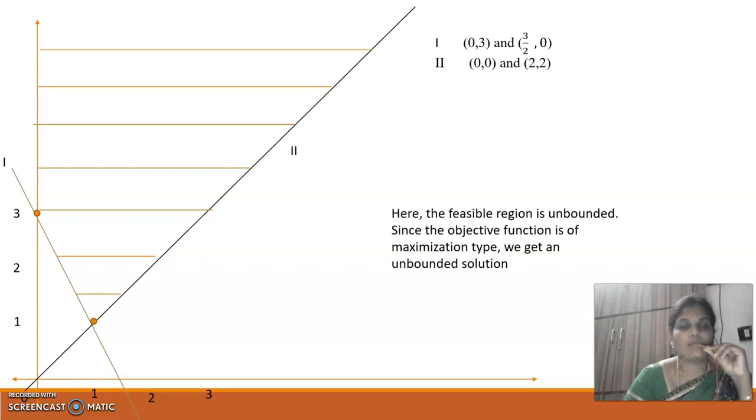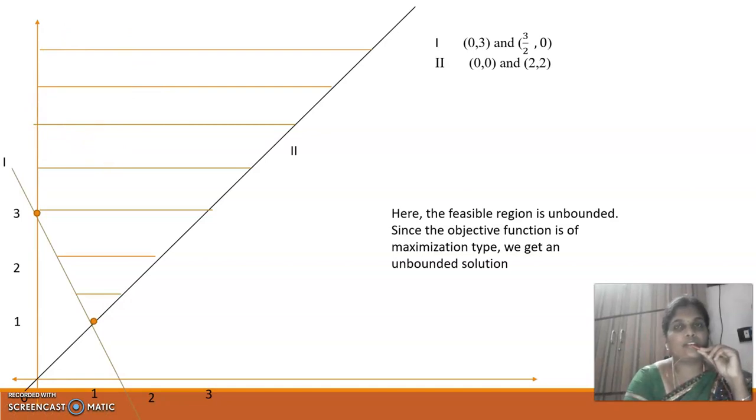Now we are going to compare the first problem and the second problem. In the first problem and the second problem, the feasible region is unbounded. There also the feasible region is unbounded. Here also the feasible region is unbounded. And the difference is, there the objective function is minimization. When a feasible region is unbounded, we can find its minimum value. We cannot find the maximum value.